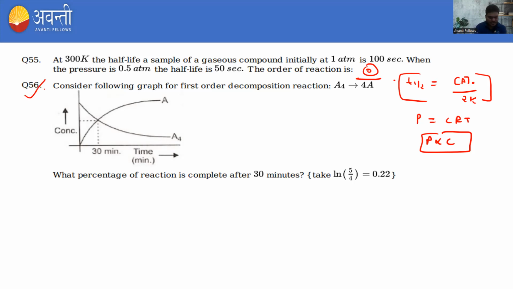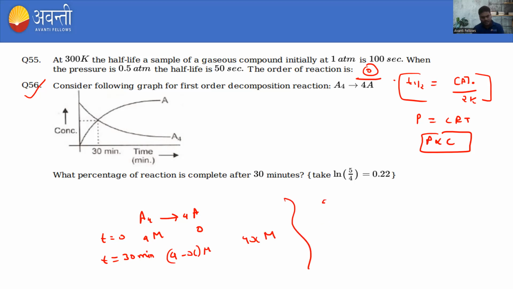Now question number 56. So what is question number 56? Consider the following graph for the first order decomposition of A4 to 4A, and the graph is given. What percentage of the reaction is complete after 30 minutes? They are asking what percentage of the reaction is complete after 30 minutes, right? In this question, the equation is already given: A4 converts into 4A. When time is equal to 0, the concentration of A4 is a molar and that of A is 0. At t equal to 30 minutes, the concentration of A4 is a minus x molar and that of A is 4x molar.